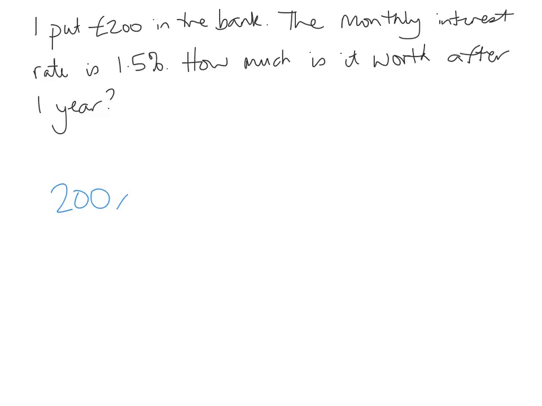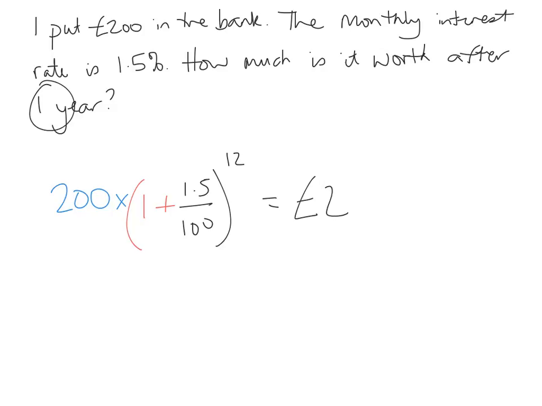I can get my original £200. I can times it by 1 plus 1.5 over 100. Now, I know we don't normally like decimals as part of a fraction, but it will work. Then I'm going to raise all of that to the power 12. I'm raising to the power 12 because I'm having 12 months in 1 year. If it said 2 years, I'd raise to the power of 24. If it said do it for 6 months, I'd raise to the power 6. When I do that on the calculator, it comes out as £239 and 12p after I've done my rounding.